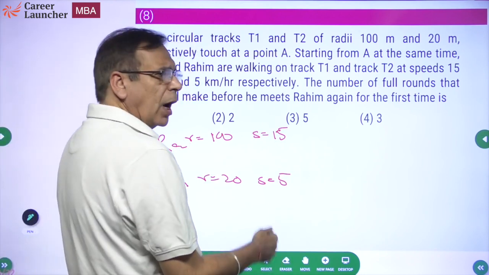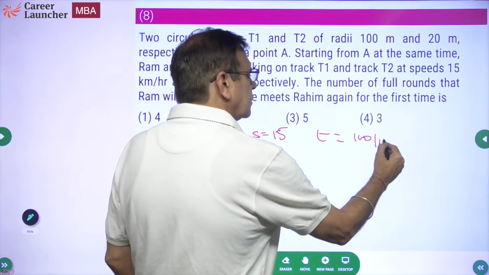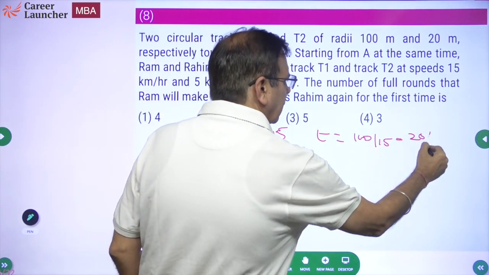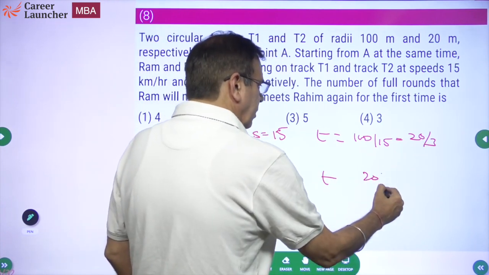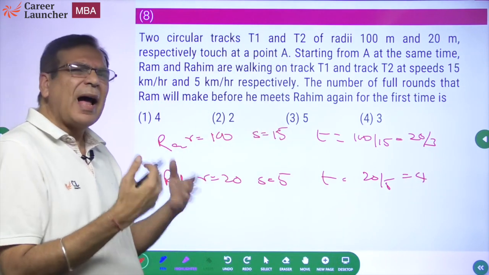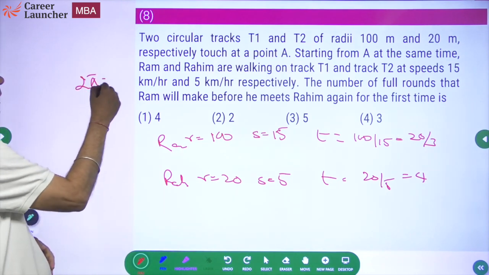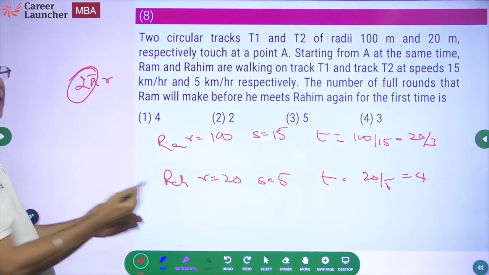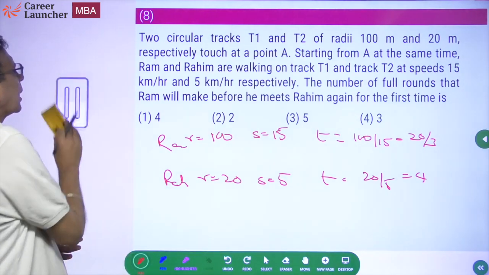Yeah. So I will say, time क्या होगा इसका? 100 by 15, which is 20 by 3. And time for Rahim will be 20 by 5, which is equal to 4. Some units, I don't care, hour, minute, second, कोई फर्क नहीं पड़ता, because end of the day, please understand, 2 pi r is the same in both the cases. And it will not matter at all even if we ignore it completely.